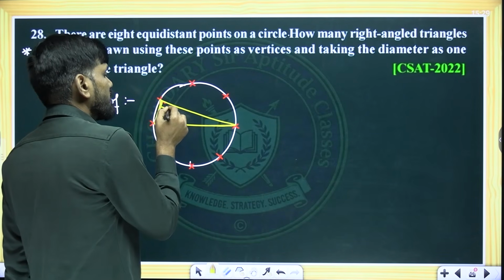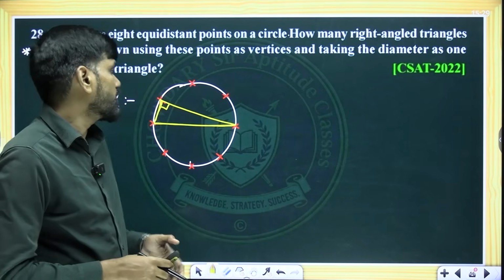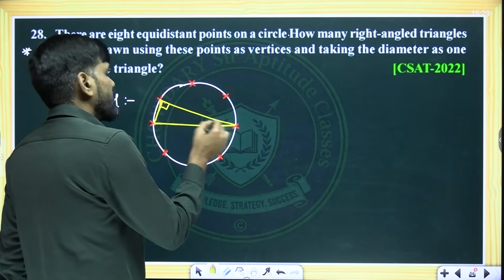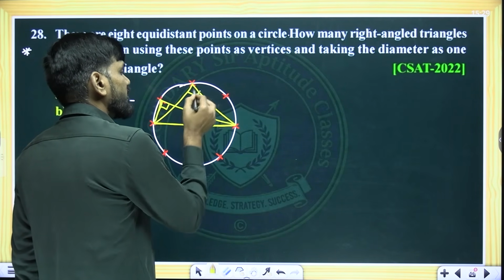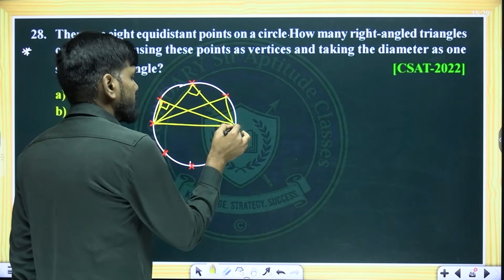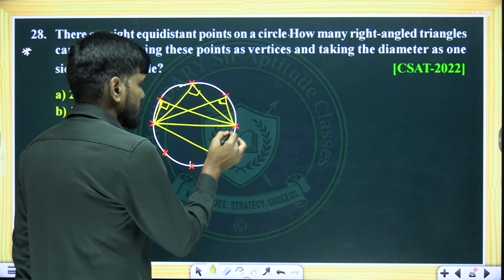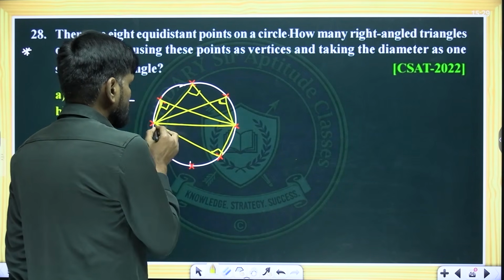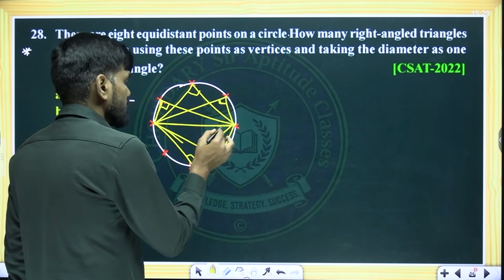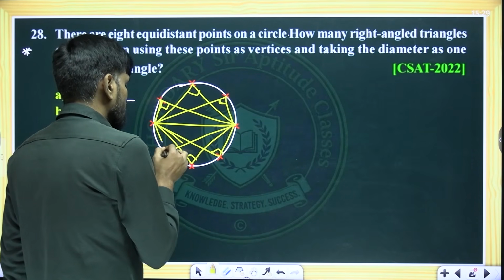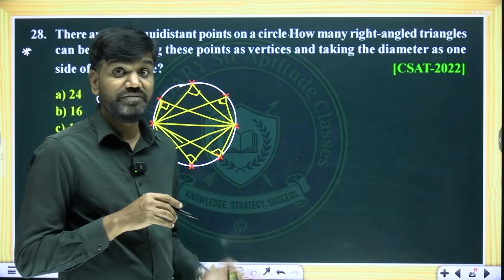Because the angle made in a half circle is always a right angle. That is the theorem we have learned in geometry. So here, this is a right-angled triangle. By keeping this as one of the sides, by joining this point, we still get a right-angled triangle. By joining this also we get a right-angled triangle. Similarly, joining this point with this also gives us a right-angled triangle. Joining this with this also gives us one. Joining these also will give a right-angled triangle. So like that we can get many right-angled triangles with the help of the diameter.